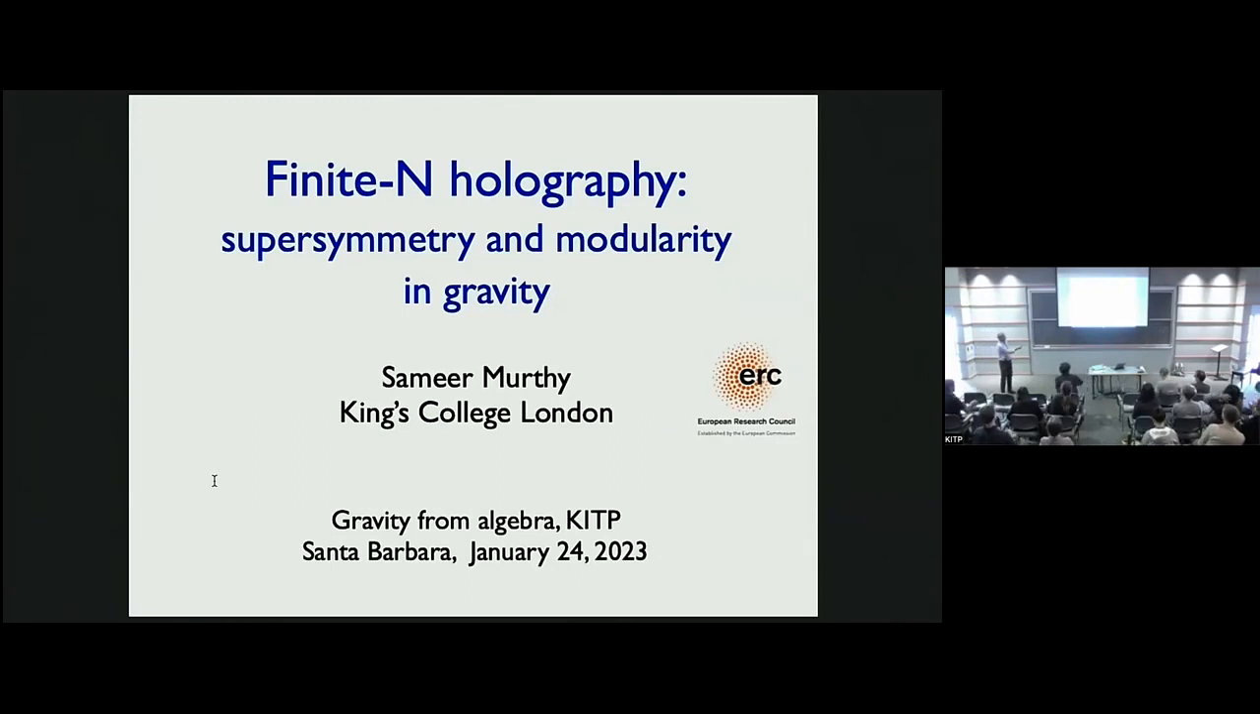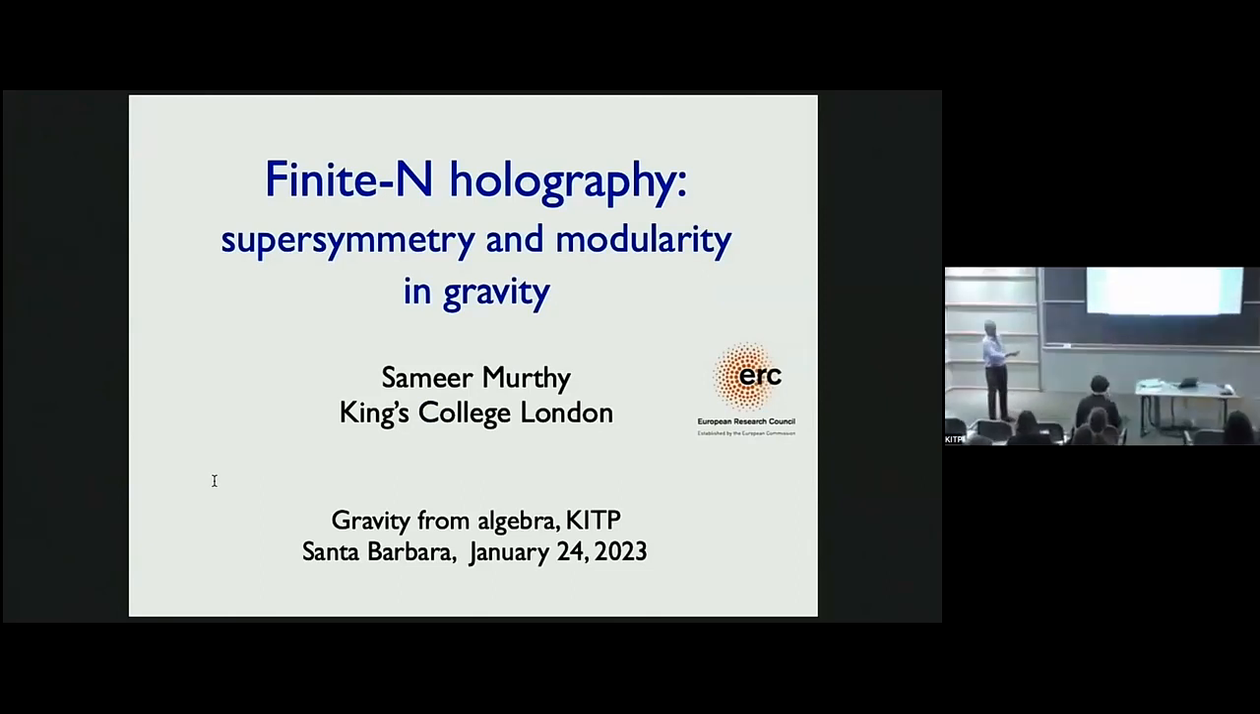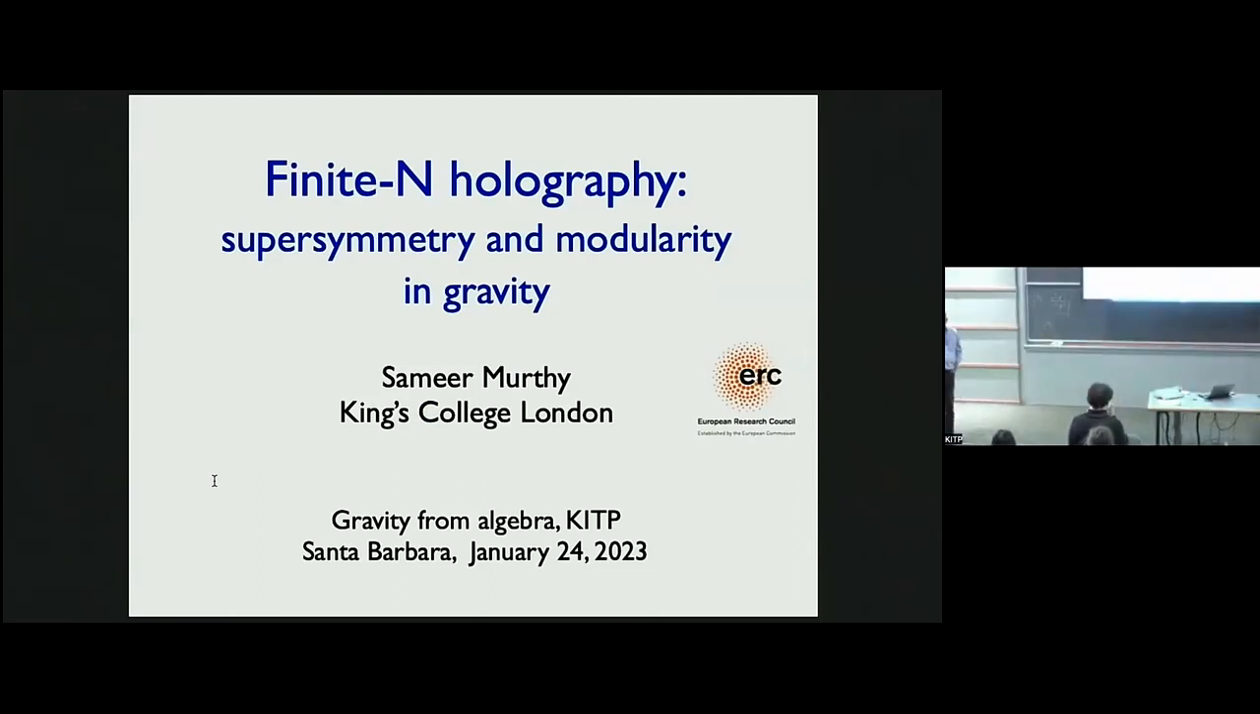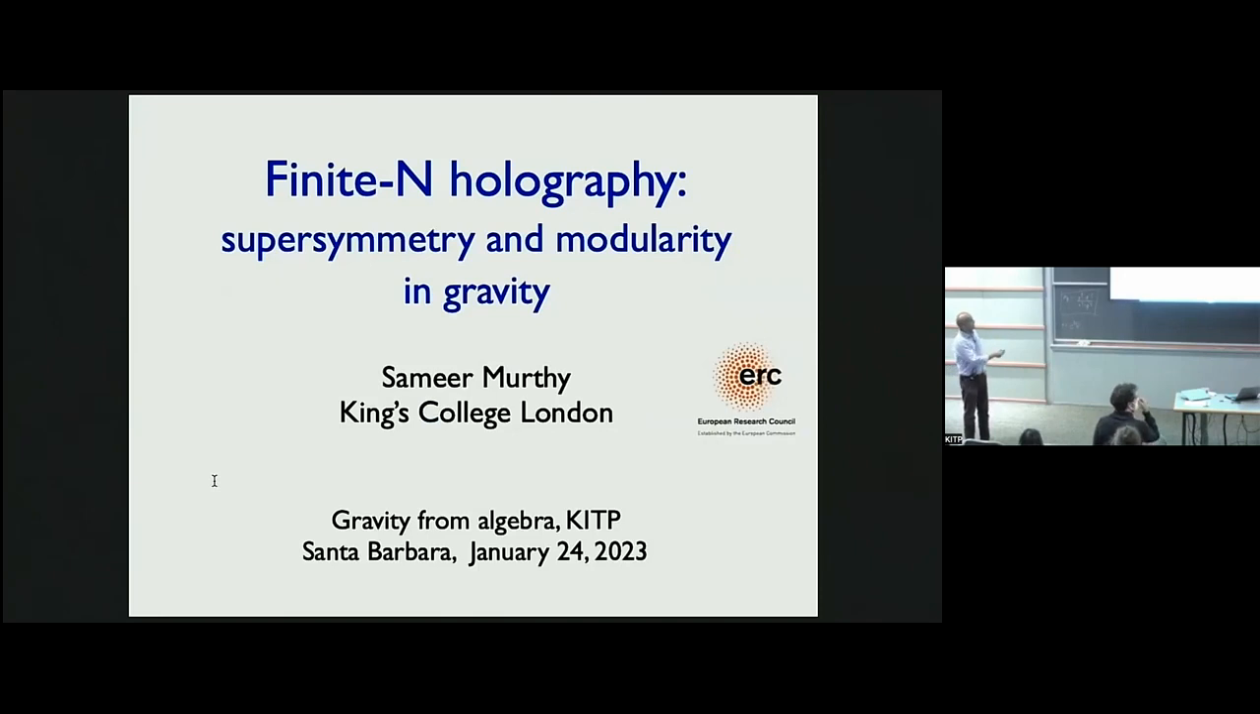So that's my title, Finite-N holography. The subtitle, supersymmetry and modularity in gravity. That should become clear in the very next slide. Throughout this talk, by holography, I would mostly mean AdS/CFT. And N, as usual, measures the number of degrees of freedom of the CFT.